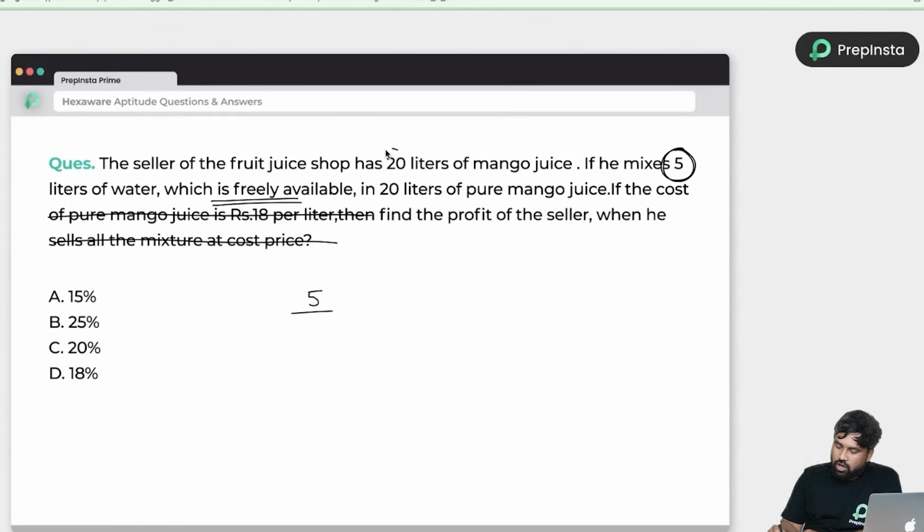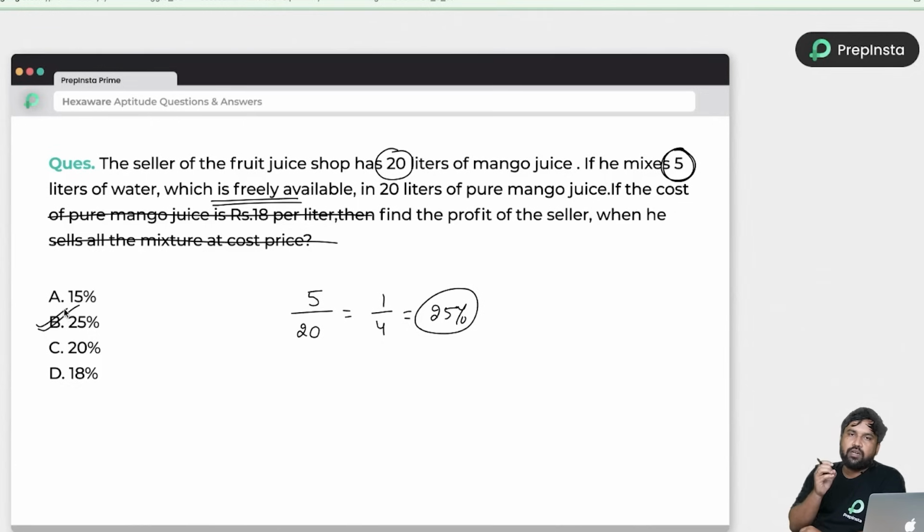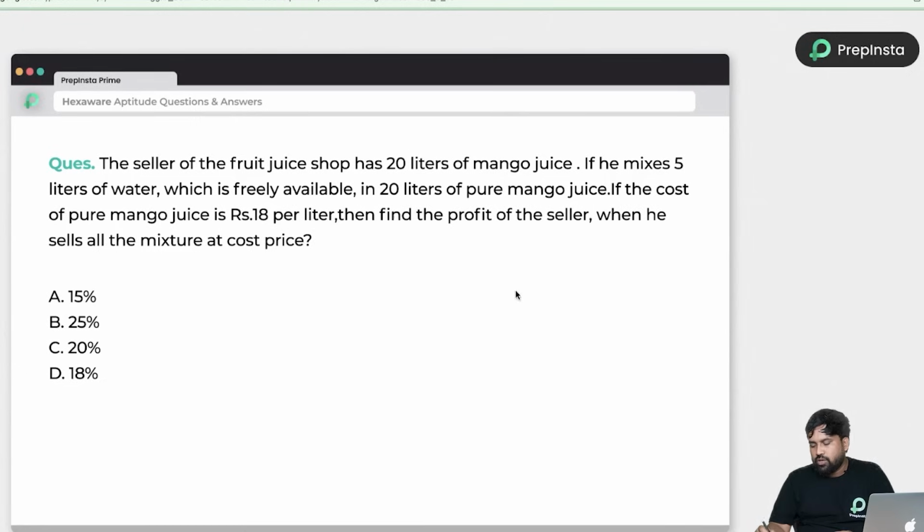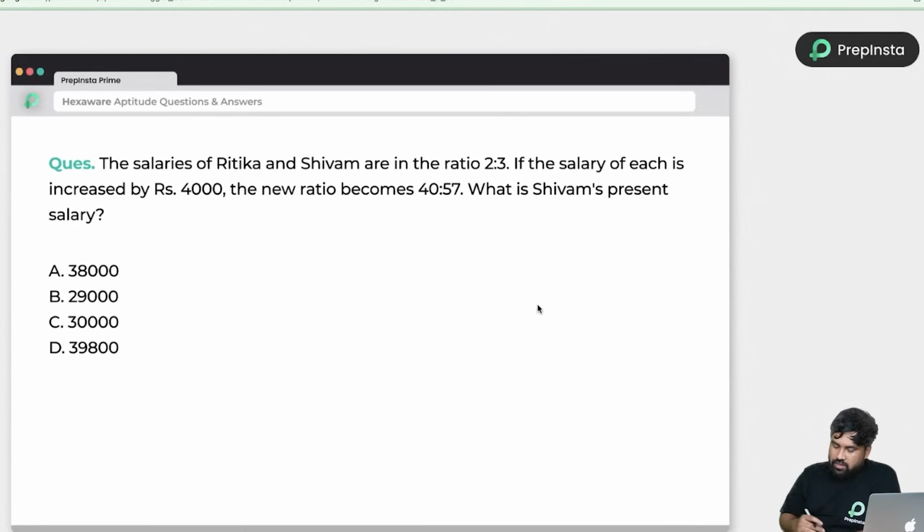So how much is this 5 liters in the 20 liters? Simply 5 by 20, which is equal to 1 by 4, which is equal to 25%. Answer completed. You got 25% profit. That's it. You don't have to do anything. The water is free. Whatever water you add, that money is your profit. Simple. You don't have to read the data. This is how you need to reach speed, right? It will come only by practice, and you need to understand the proper concepts from the right training team that we have.